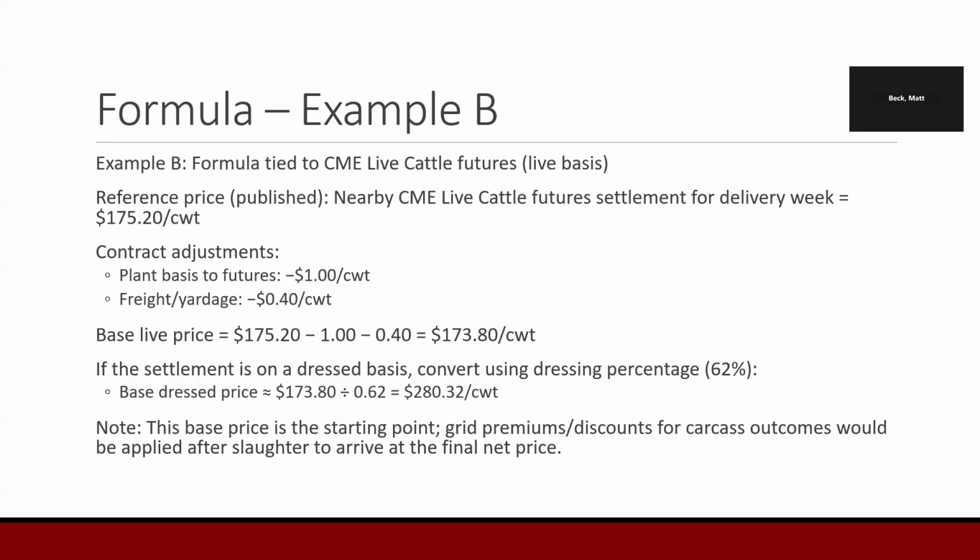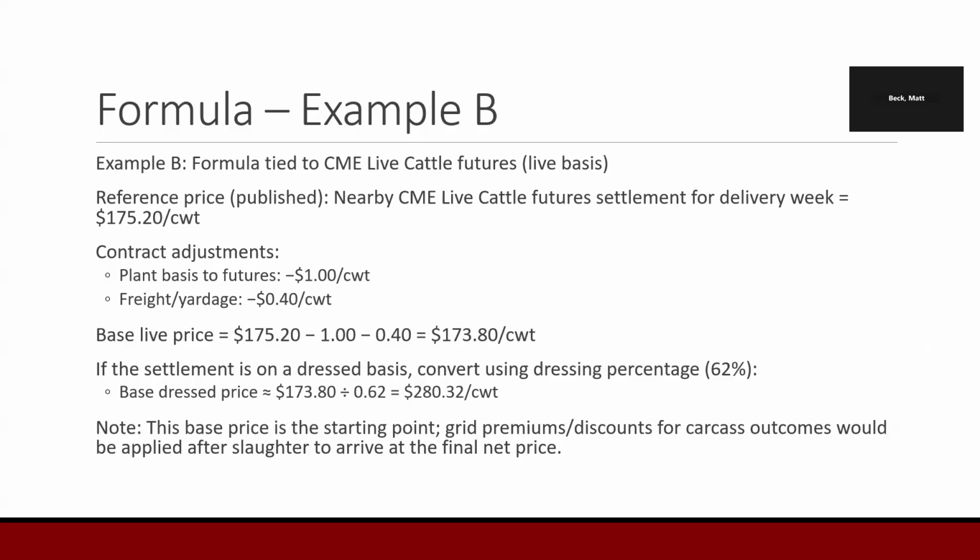And then they're knocking us 40 cents per hundredweight for freight or yardage. Yardage is if they spend an excessive amount of time at the holding pens or something at the plant. So $175.20 minus $1 minus 40 cents, our basis price is $173.80 per hundredweight.